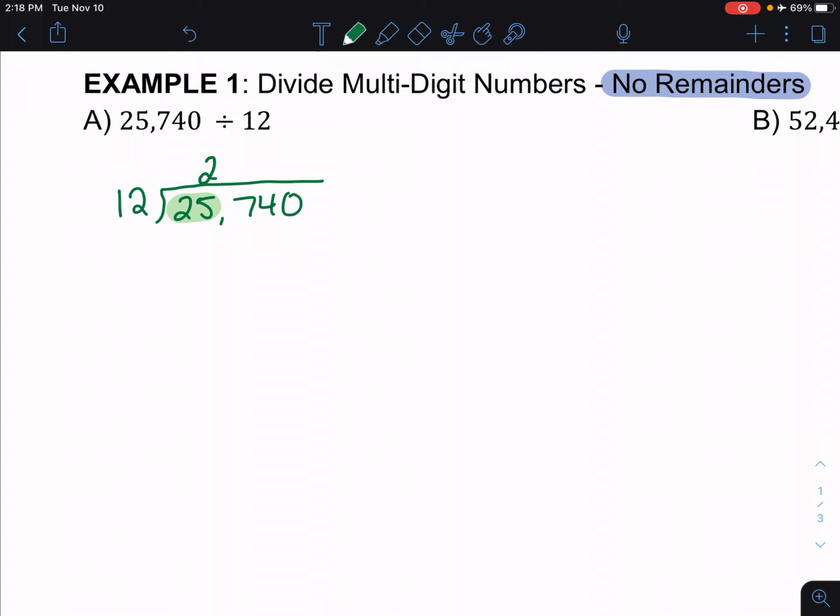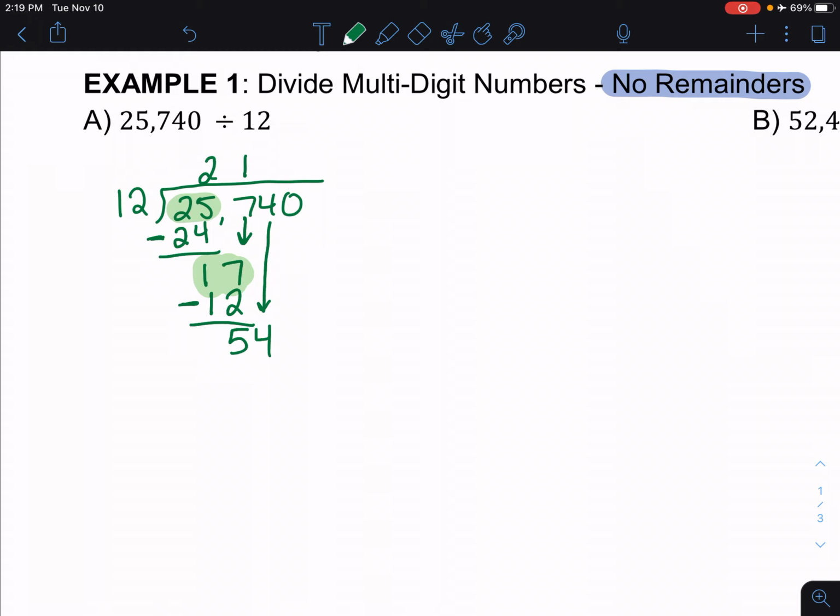So now I'm going to multiply. 12 times 2 is 24, and then I subtract. 25 minus 24 is 1, and then I bring down the 7. So now I'm looking at 17. How many times does 12 go into 17? Well, it goes in 1 time. 1 times 12 is 12, and I subtract. 17 minus 12 is 5. Bring down the rest, so 54.